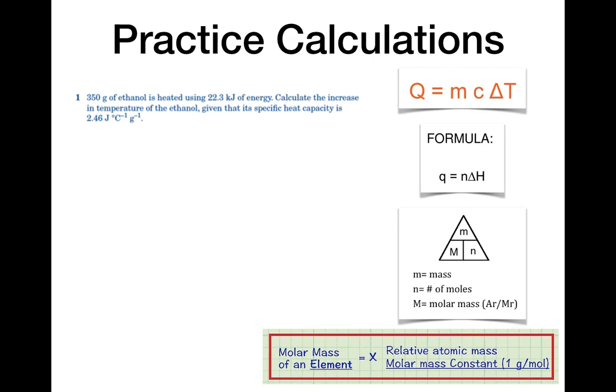Okay, so we're going to be using this formula here, Q equals MC delta T, and my temperature is 25.9 degrees. Just substitute those values in, and that's an easy one.